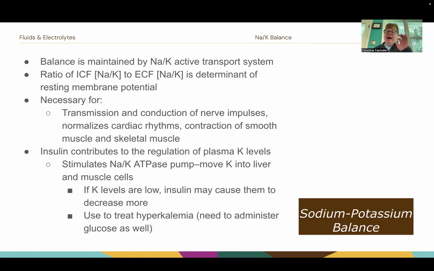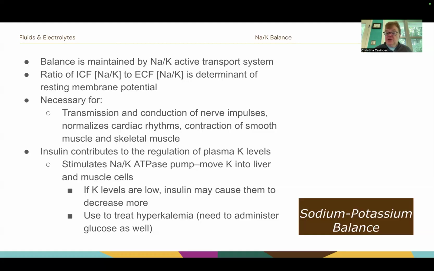Now, if you have someone with a high potassium level for whatever reason, renal failure, cell damage, something like that, you can treat hyperkalemia by giving insulin. So if you have a high potassium and you give them insulin, it will move the potassium out of the blood into the tissues. So this is good for those patients, but remember you're giving insulin.